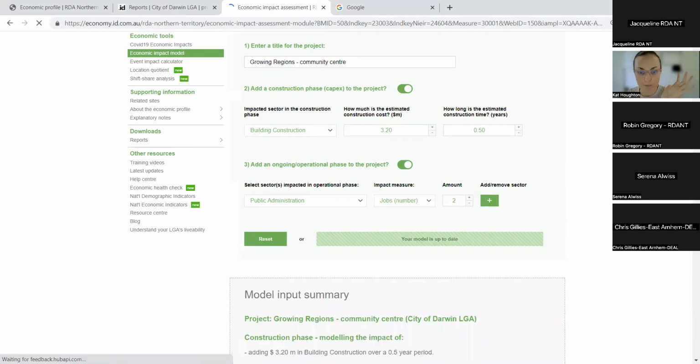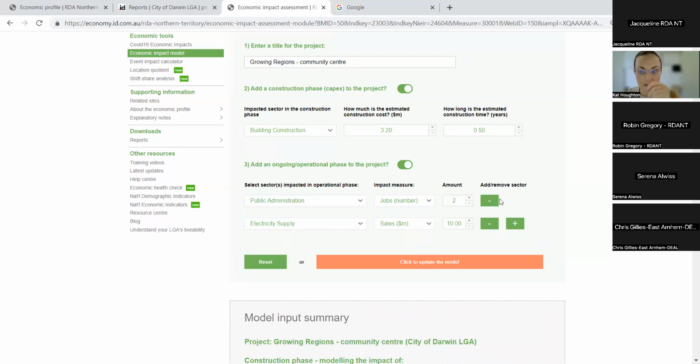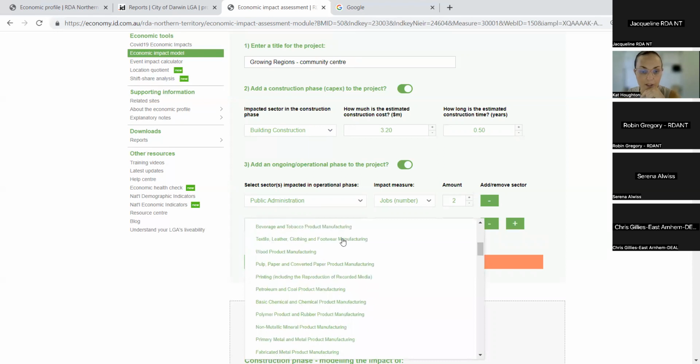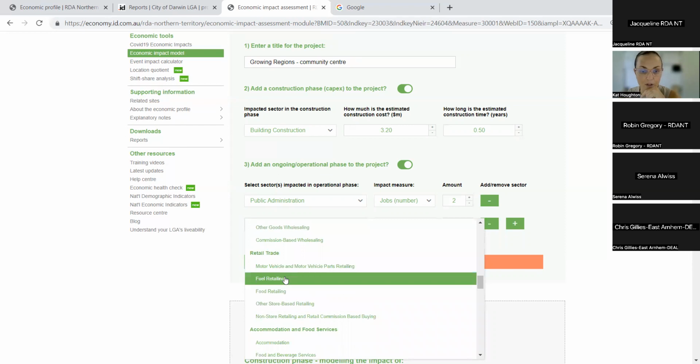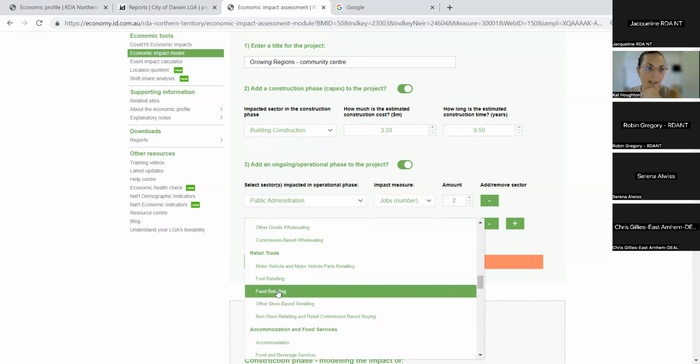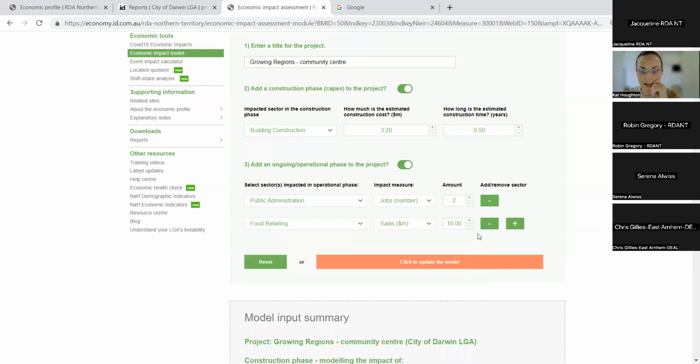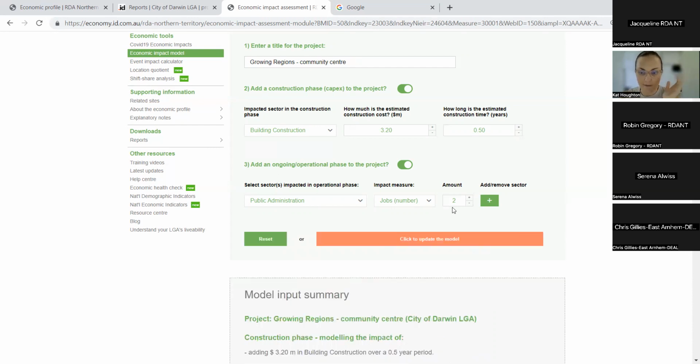Okay, it's that simple. Now, if, for example, you also need to add another sector, you can just add or remove a sector. You might also have a food retailing outlet at this particular community centre. So you might put food retailing, jobs, 2 jobs, 2 FTEs, full-time equivalents. They didn't have that there, but that's how you use that part of the model.